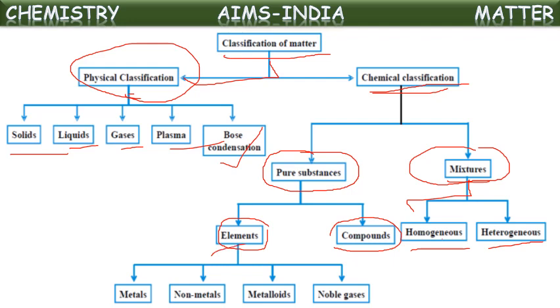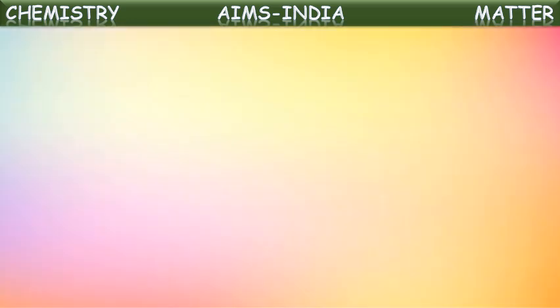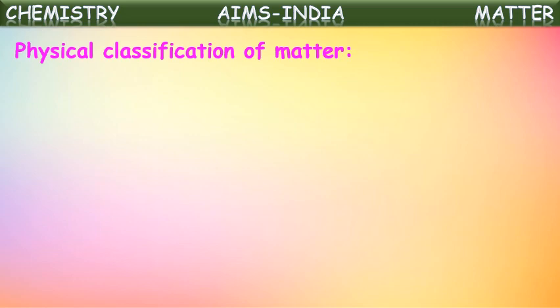Again, these elements are classified as metals, non-metals, metalloids and noble gases. So this is the flowchart of the classification of matter, mainly the physical classification and chemical classification. Let us see the physical classification of matter.